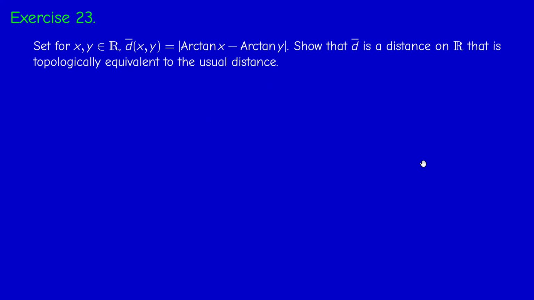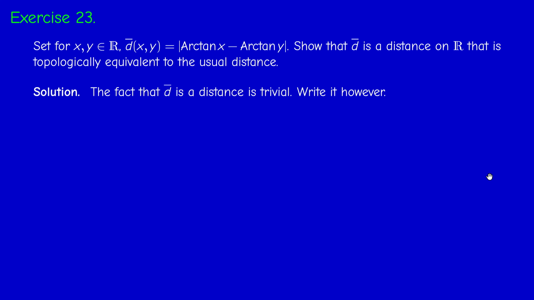Last exercise, also about topologically equivalent distances. On R, we consider d bar to be the difference between arctangent x and arctangent y in absolute value. So we have to show that d bar is a distance, and it's topologically equivalent to the usual distance, which I denote by d. By now we should be able to prove that d bar is a distance because we did so many examples. So we have to prove the four properties. Even here, the triangle inequality is straightforward because you just add and subtract arctangent z. So just write it. Okay, straightforward.